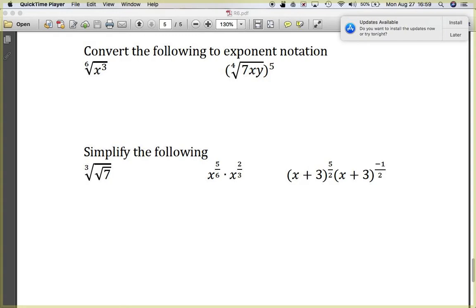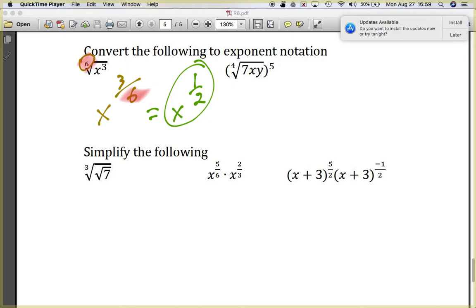Convert to exponential notation. That just means change it from a radical to the power. Once again, this number goes on bottom, and I'm going to highlight it again, even though I just did the exact same thing. Those are the numbers. So it just becomes that. Then you should still simplify your radical. 3/6 simplifies to a half, and you'd be done.